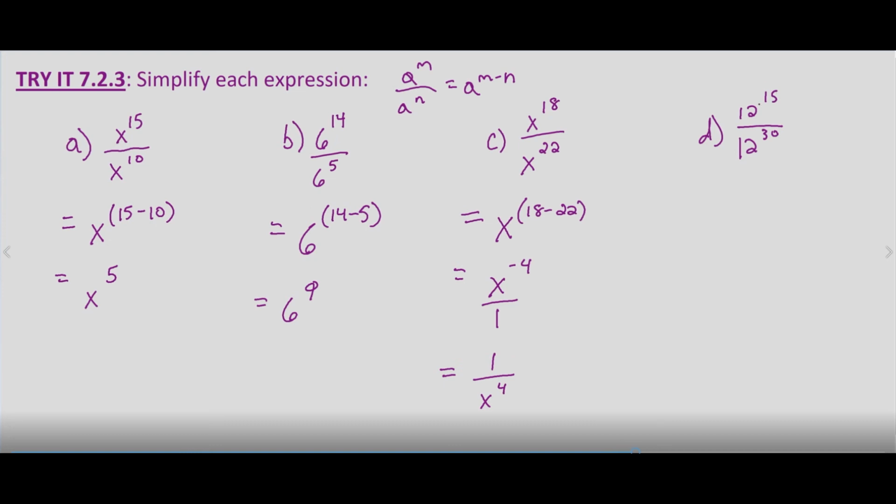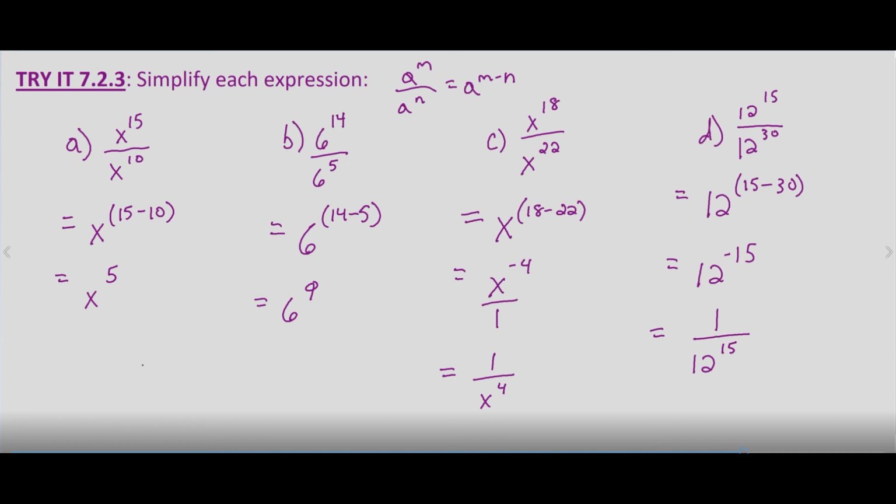Same thing with part D. That equals 12 to the 15 minus 30, which equals 12 to the negative 15th, which equals 1 over 12 to the 15th. Move it to the denominator and change the sign of the exponent.